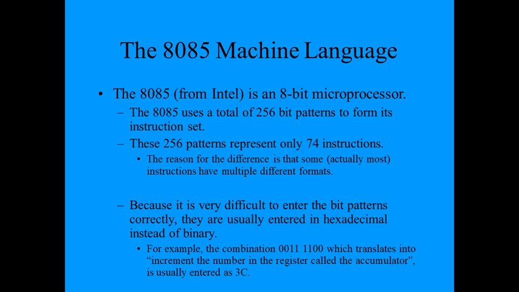For example, the combination 00111100, which has the hexadecimal equivalent 3C, has a specific meaning. The meaning is to increment the number in the register which we call the accumulator.